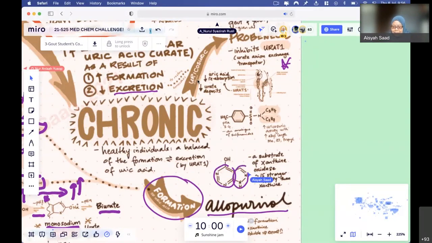This is not imidazole. This is pyrrole. Yeah, and it's got only one. Somehow, however, it has a stronger affinity towards xanthine oxidase than xanthine and also hypoxanthine. So once it stops on xanthine oxidase, it stops the activity of xanthine oxidase. Therefore, not much of this part of the metabolism occurs. Most of it will form the more water-soluble metabolites. So less uric acid, therefore less monosodium urate formation in the body. Okay, so that's all from me.